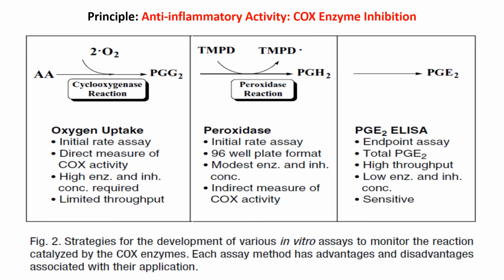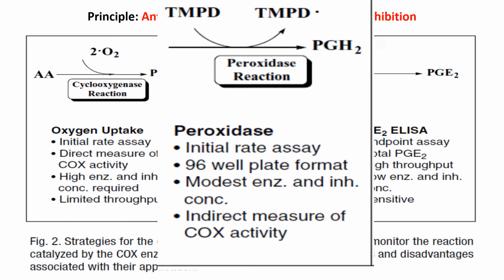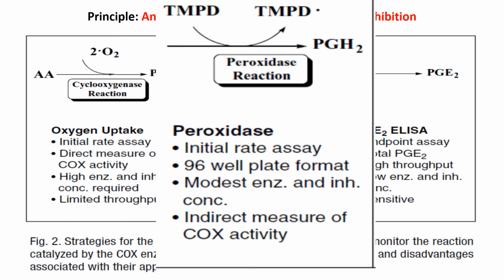Another method is the endpoint assay. It forms PGE2, and this is a more accurate method. And here a PGE2 ELISA reader is used to see how much amount of PGE2 is generated. So in this video, we will be discussing the TMPD, oxidation of TMPD. This assay we will be considering.